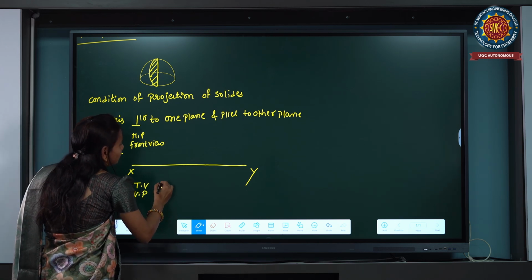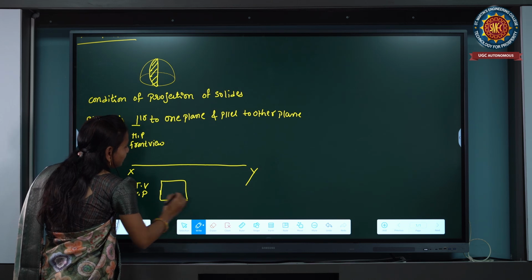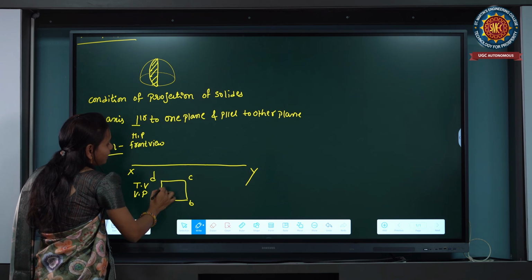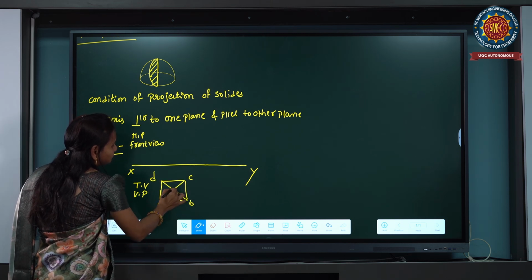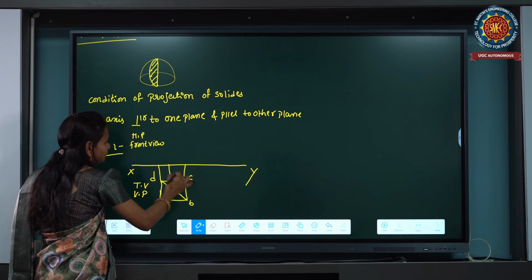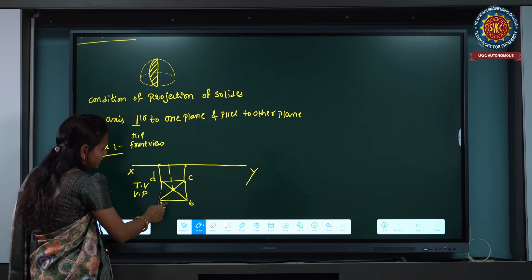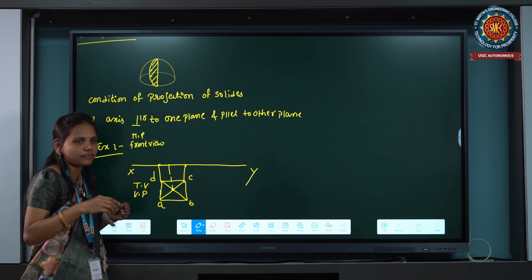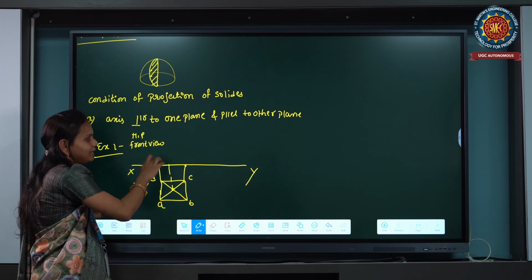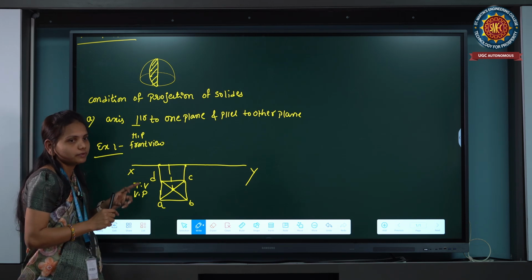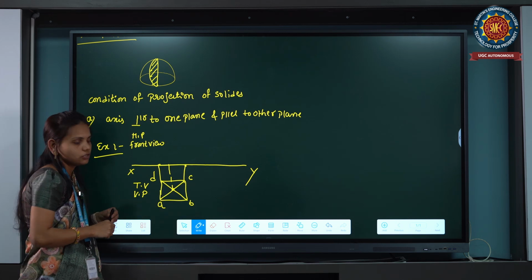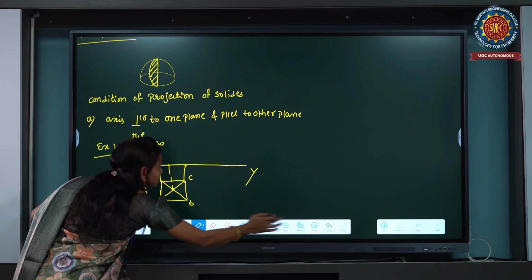So for example, I am drawing one square plane, A, B, C, D, and this is the center point. The axis passes through here. This is the top view and this is the front view. The top view looks like a plain square and the front view looks like a line. So this is the first condition of the projections of solids. Coming to the second condition.